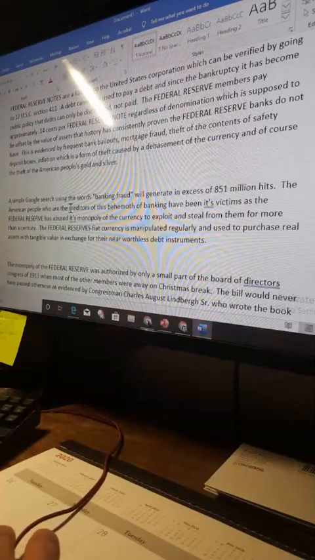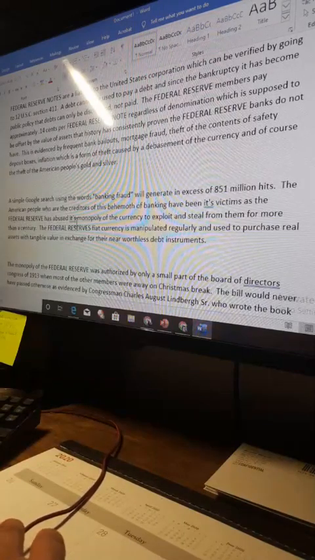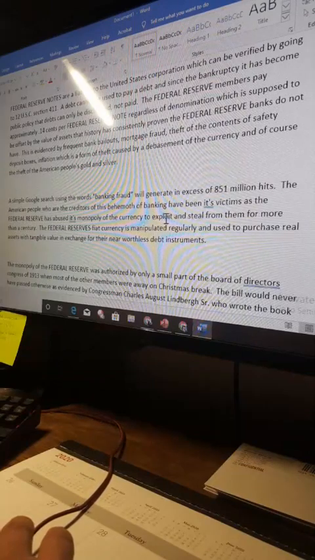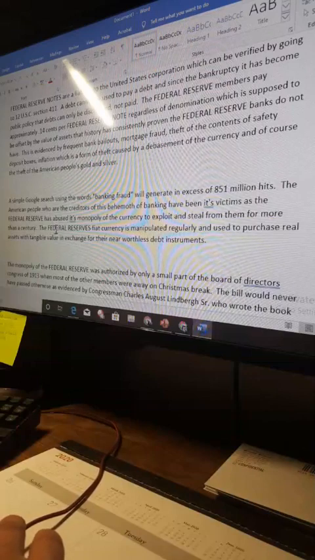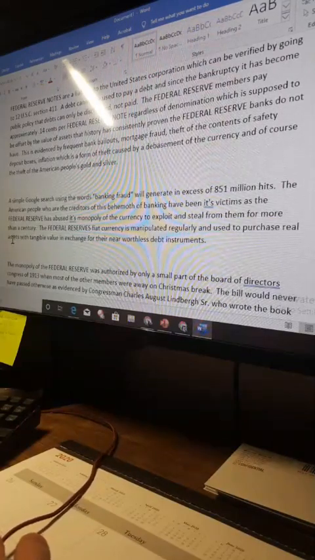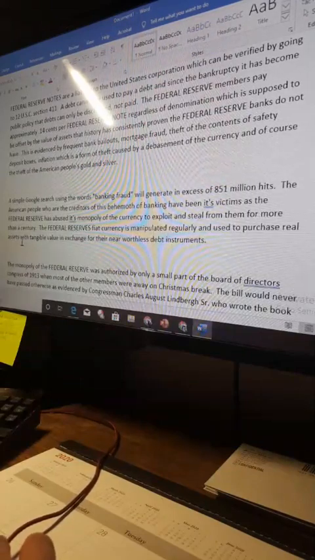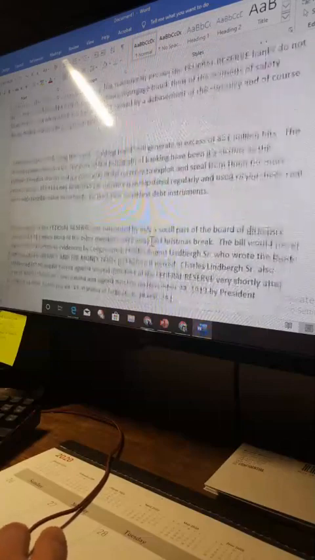The American people, who are the creditors of this behemoth of banking, have been victims as the Federal Reserve has abused its monopoly of the currency to exploit and steal from them for more than a century. The Federal Reserve fiat currency is manipulated regularly and used to purchase real assets with tangible value in exchange for their nearly worthless debt instruments.